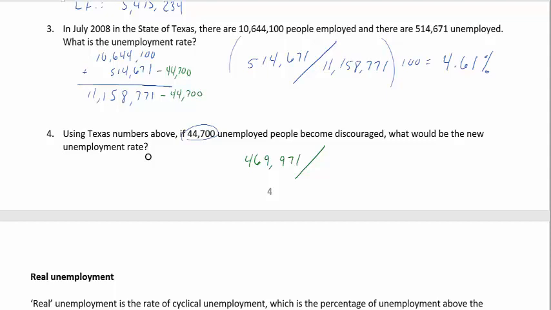Okay, so 11,158,771 minus 44,700 is 11,114,071. So we multiply that by 100. Let's see what we get. 469,971 divided by 11,114,071, 4.23%. So notice what happened. When we got discouraged workers, our unemployment rate went down. So it's kind of an interesting phenomenon.